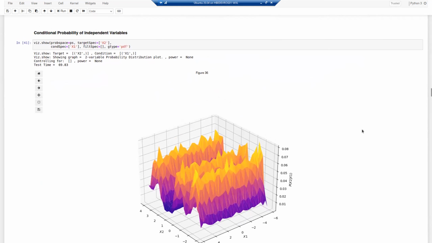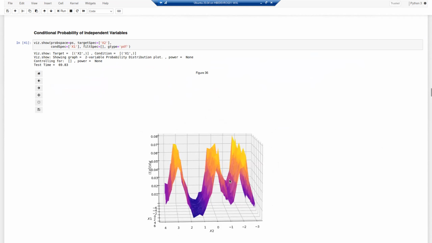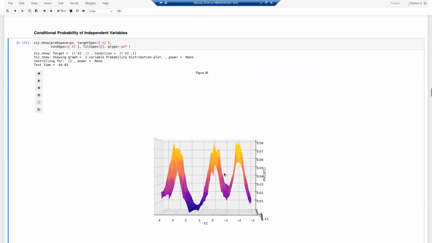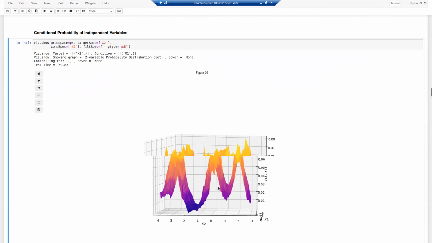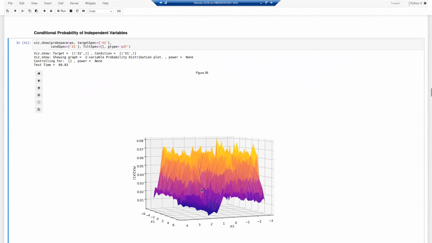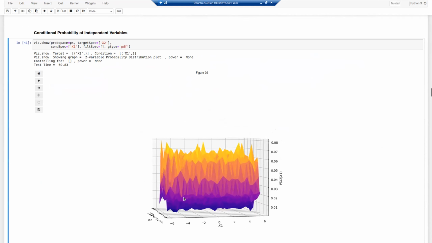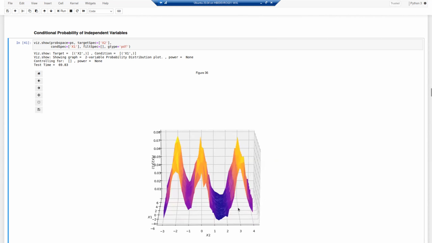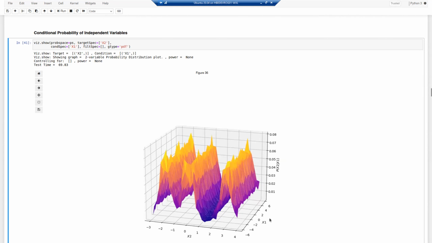So let's take a look at a few more things here, and then we'll move to the live data. This is the conditional probability of independent variables. We look at this one from the side. We see our x2, which was that trimodal distribution, the 3 peaks. And we notice that no matter what the value of x1 is, it's got the same shape. Same shape throughout. So that's how you recognize when you're conditioning on an independent variable.